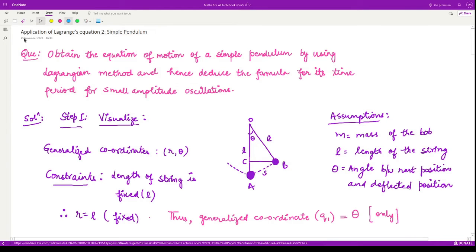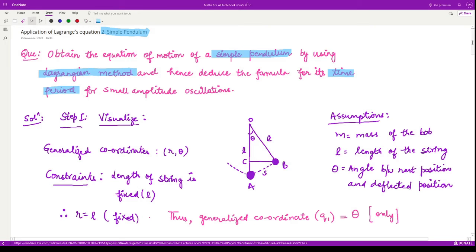In this video we shall see an application of the Lagrange equation, and particularly we'll see the equations of motion for a simple pendulum. So we have a question which says we have to obtain the equation of motion of a simple pendulum by using the Lagrangian method. That means we need to use the Lagrange equation and hence deduce the formula for its time period when the oscillations are small, for small amplitude oscillations, right?